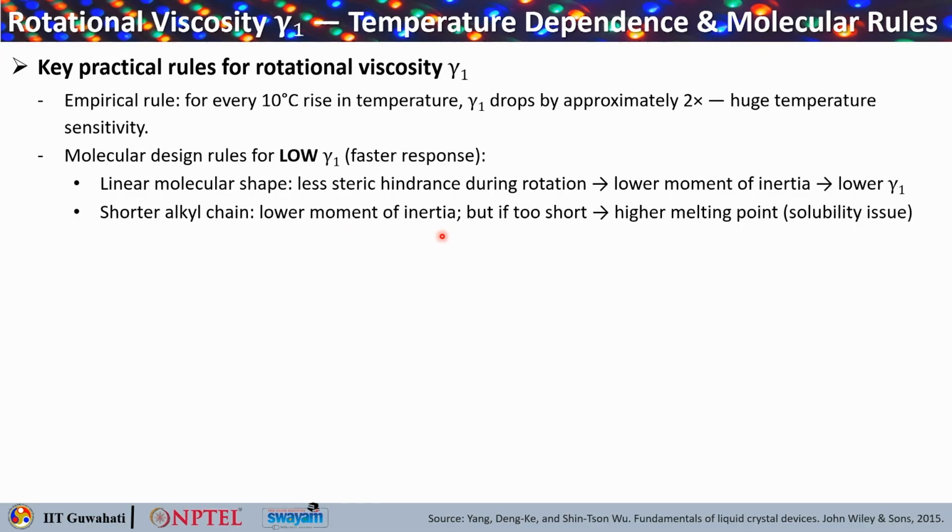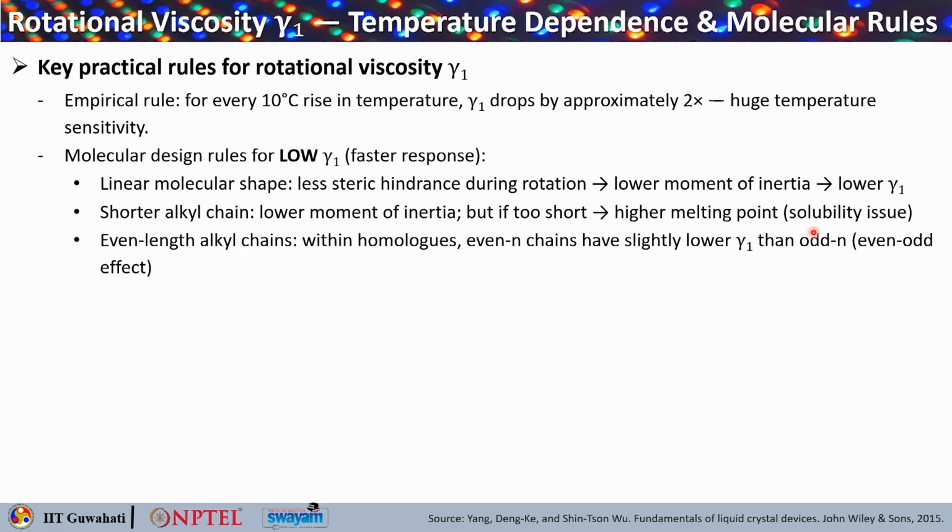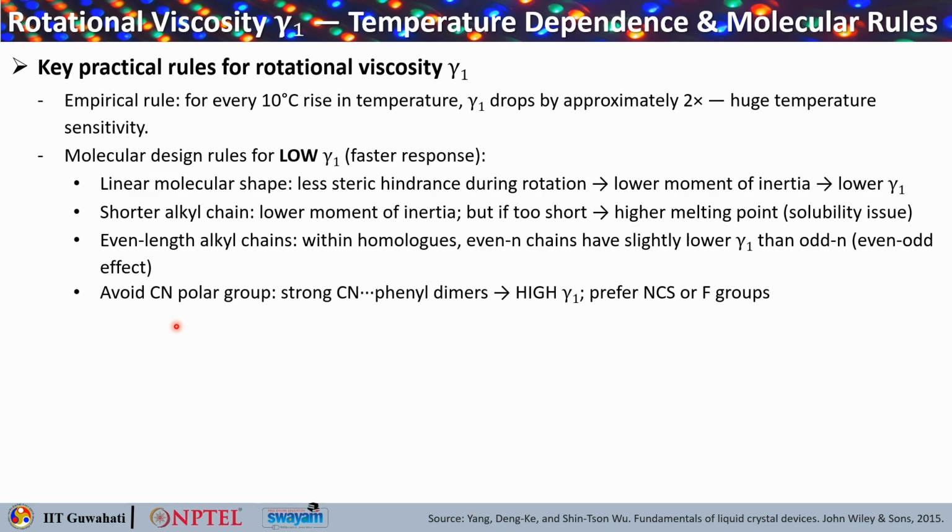A shorter alkyl chain also will have lower moment of inertia, but if it is too short, it may have a higher melting point. That means it may have a solubility issue. Even length alkyl chains within a homologous series, even N chains, have slightly lower gamma 1 than odd N. So, you may have this odd-even effect. And another important thing is to avoid the CN polar group, because strong CN phenyl dimers will give you high viscosity. So, you should prefer the NCS or the fluoro groups.